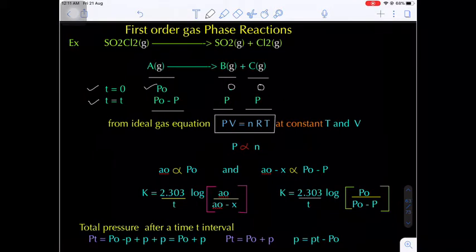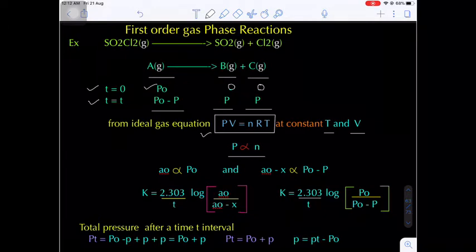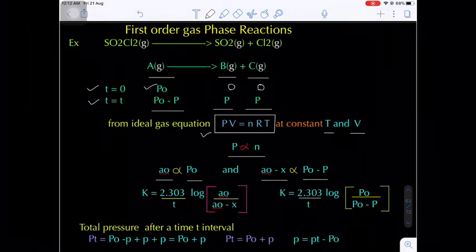Now we know from the ideal gas equation, PV is equal to nRT. When the temperature is constant and the volume of the vessel is also constant, then the pressure of a gas is directly proportional to the number of moles of the gas. So this is the concept we are using. Instead of the number of moles, we are now dealing with partial pressure. Yes or no? What is the initial concentration of a reactant? A0. And the initial partial pressure of the reactant? P0. They are directly proportional. The concentration of the reactant at a certain time interval T is A0 minus X, and the partial pressure at that time is P0 minus P. Both are directly proportional.